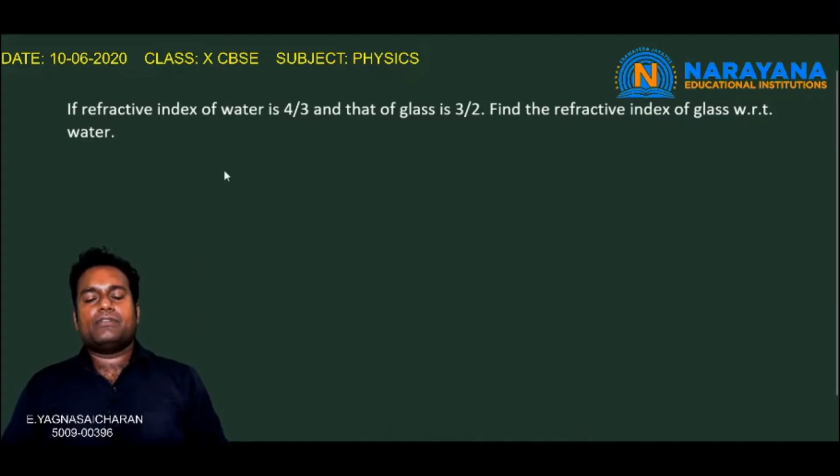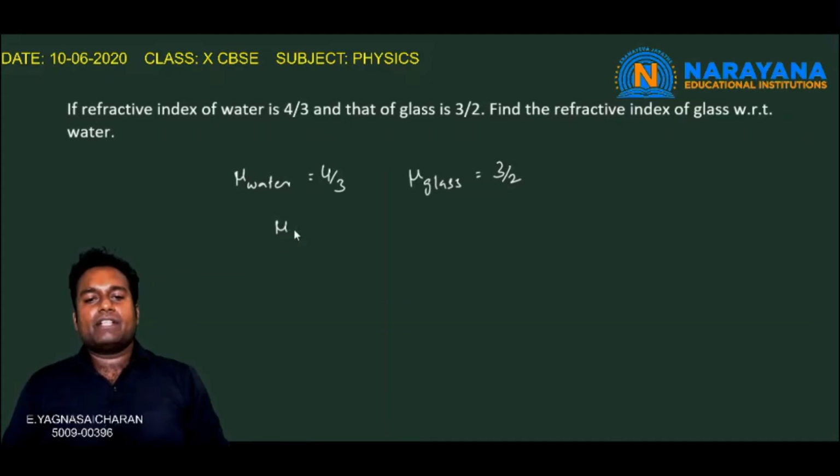If the refractive index of water is 4 by 3 and that of glass is 3 by 2, find the refractive index of glass with respect to water. So the refractive index of water is mu water is equal to 4 by 3 and the refractive index of glass is equal to 3 by 2. So we are going to calculate the refractive index of glass with respect to water.